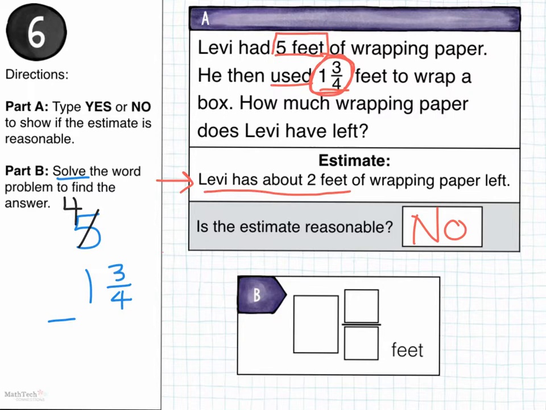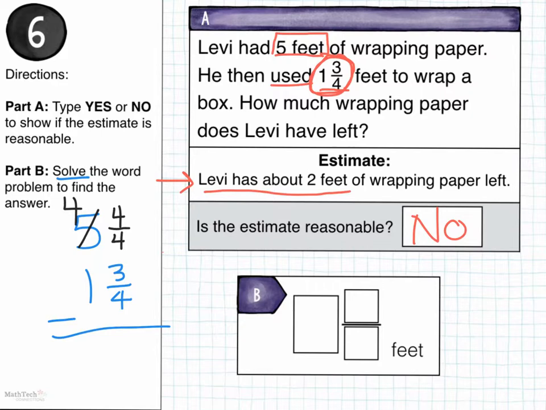I'm going to turn this into a 4 4/4. We're fifth graders. We've been working on fractions for a long time, so we're pretty clear about how 4 4/4 is the same thing as 5. It's just a different name. But by renaming 5, I'm able to turn this into a much simpler subtraction problem.